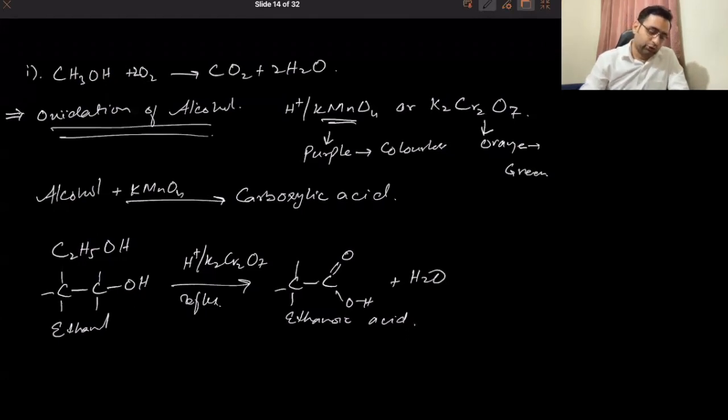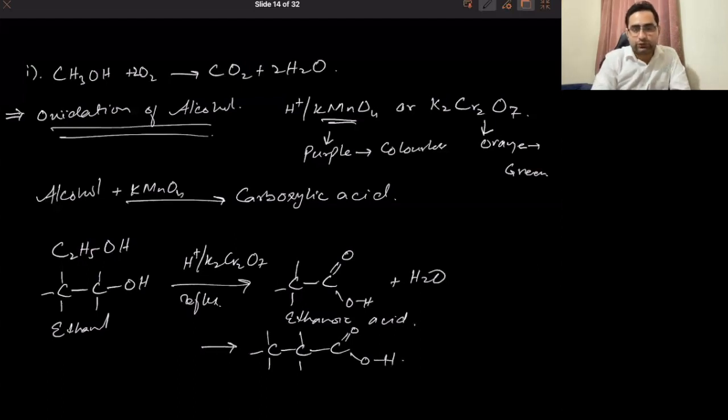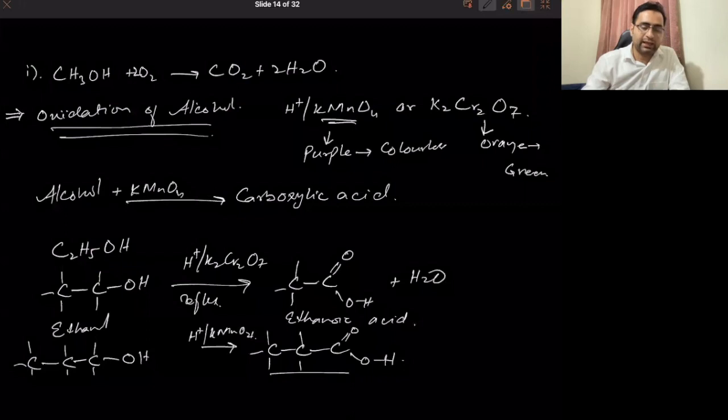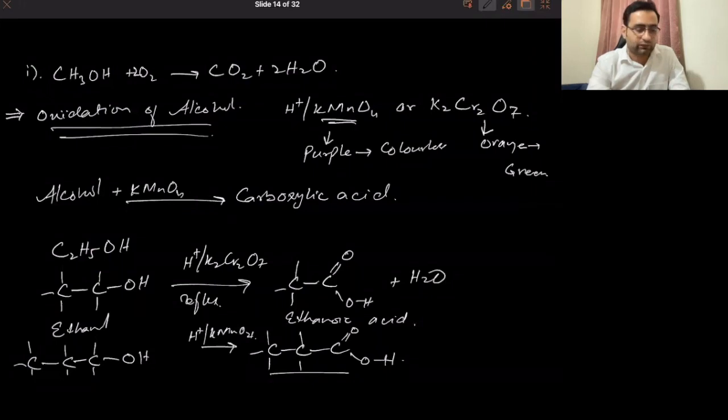Or which alcohol will you use to prepare propanoic acid? Now, what should be the answer for this? Which alcohol will you use to produce propanoic acid? So you will use an alcohol with 3 carbons. Propanol will react with acidified KMnO4 to produce propanoic acid. If you want to make butanoic acid, again, butanol will be oxidized in the presence of an oxidizing agent to form butanoic acid. So these were the chemical properties of alcohol.